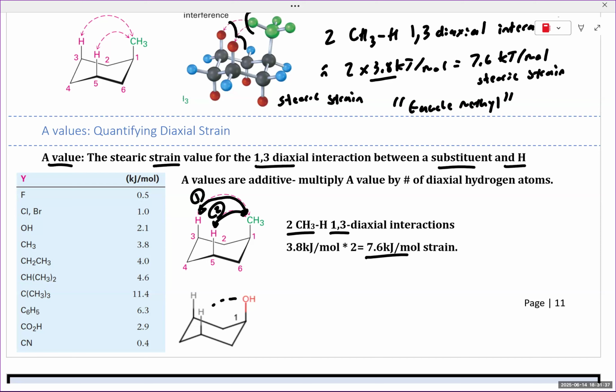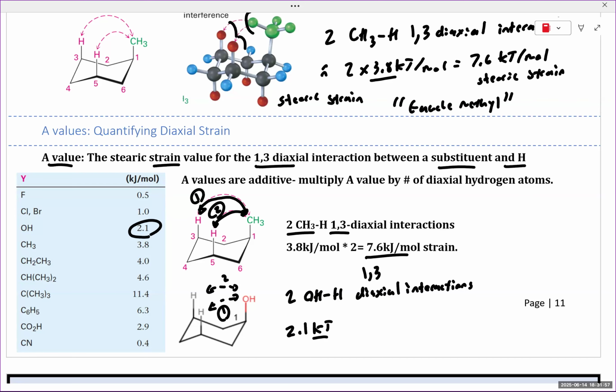Okay, so in this case, we have 1, 2, so we have 2 alcohol-hydrogen 1,3-diaxial interactions. So in this case, the alcohol A value is 2.1 kilojoules per mole times 2 interactions gives us 4.2 kilojoules per mole of strain.